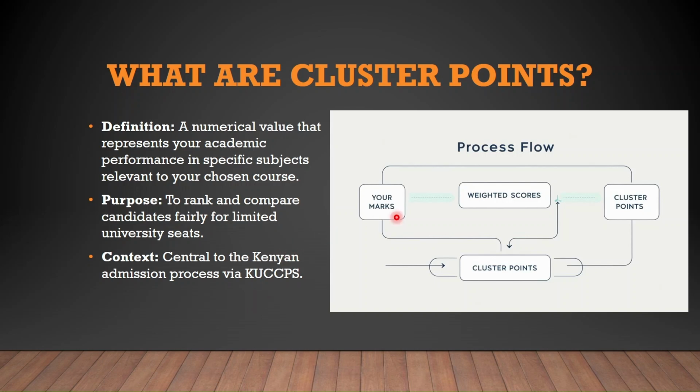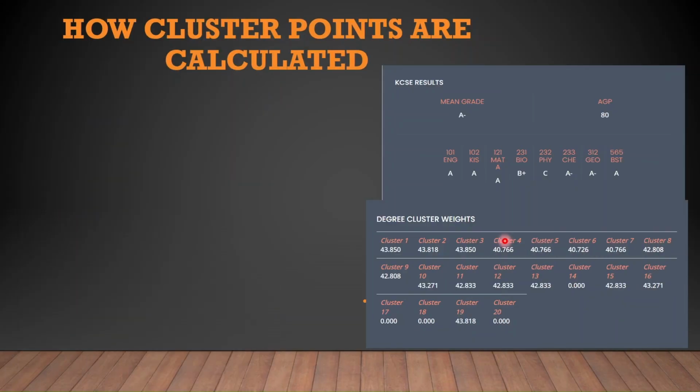So you find that you have your marks here. These marks will go in and give us the cluster points together with the weighted scores. I know this is a bit tricky for you to understand now, but by the end of this particular video, you'll be able to get what we mean. So, how are cluster points calculated? I know you've heard of people out there saying that, you know what, we actually have a formula to calculate these cluster points. You can actually be able to know your cluster points. But I'm of the opinion that you cannot calculate your cluster points from where you are, for the following reasons.